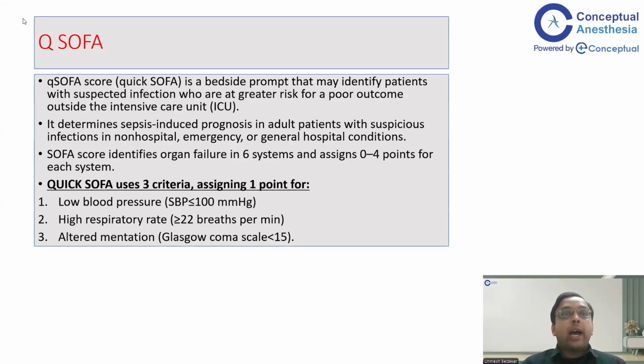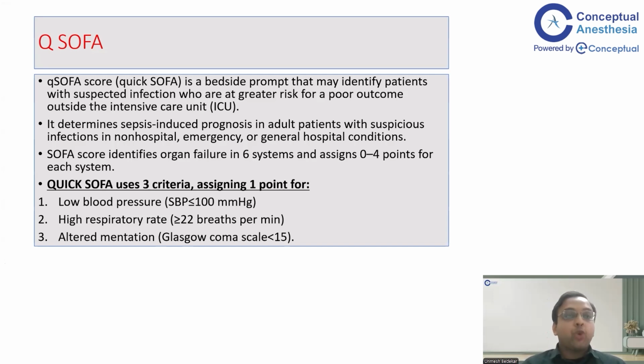So the SOFA score identifies organ failure in 6 systems and assigns 0 to 4 points for each system. It is very cumbersome to go through the entire SOFA score because it identifies organ failure in CNS, RS, CVS, the hepatic system, the kidneys' functioning, and the GCS. You may not have sufficient time to go through all the 6 systems, and hence the quick SOFA score has been utilized, which checks 3 criteria and assigns 1 point for each of the criteria.